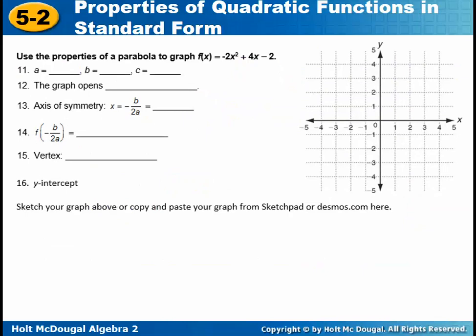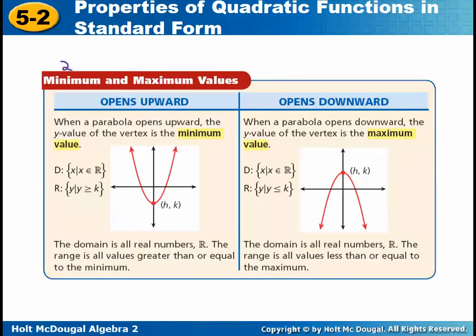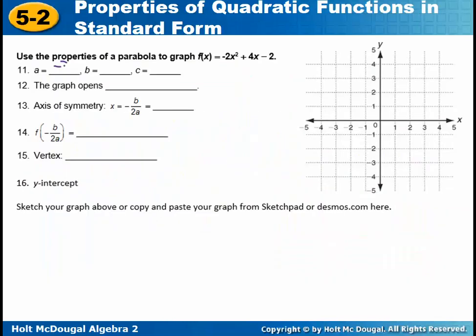There's another example. In this one, A is negative 2, so it's going to open downwards. But you'll just go through and fill each of these parts in. This is just looking for the y-coordinate of the vertex. That's what 14 is asking you to find. And 15 is the vertex, and 16 is the y-intercept, which is negative 2. I can tell that one easily.